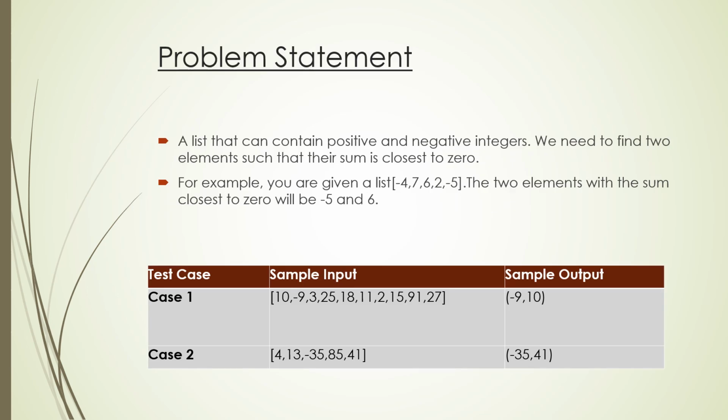Problem statement: a list that can contain positive and negative integers. We need to find two elements such that their sum is closest to 0. Example as below.